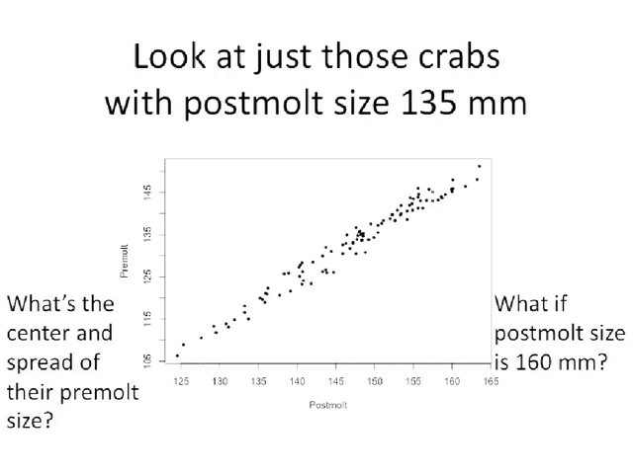And what's the spread about that average? So now I'm looking at a much smaller, more homogeneous subpopulation. On the other hand, I could come up here to 160. That's looking at the post-molt size of 160.